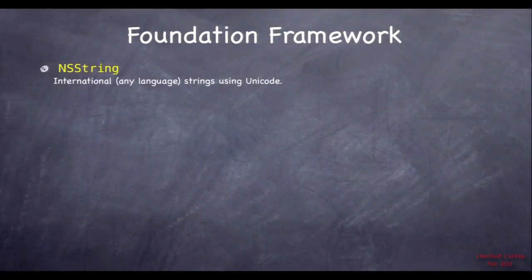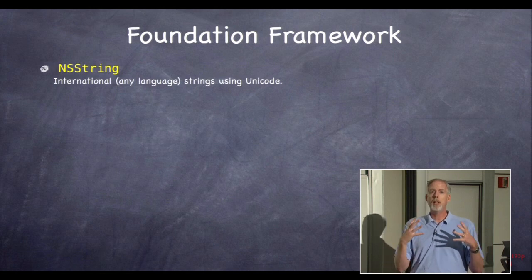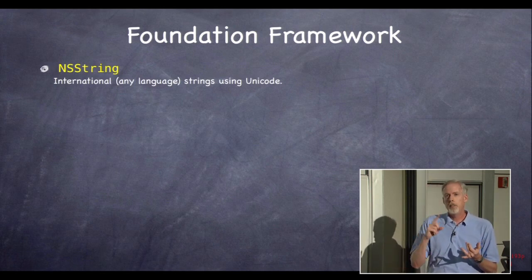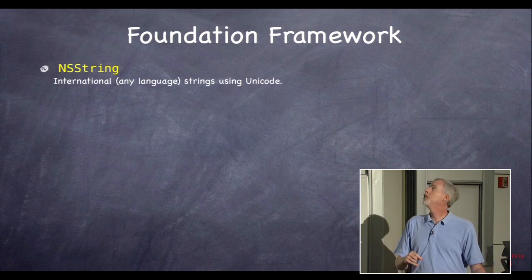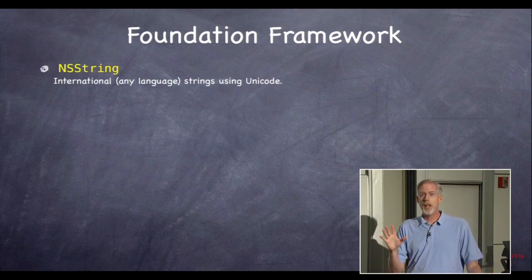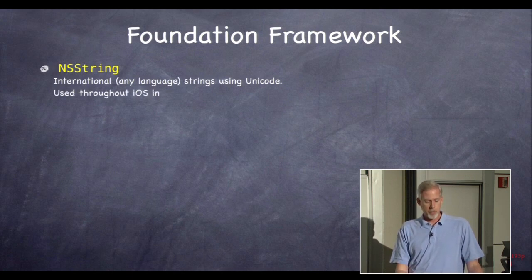All right, NSString. This is your most popular object in all of Foundation. We use this a ton in our walkthrough, and we use it all over our code. What is an NSString? It's a full international any-language string, and I mean kanji, Cyrillic, Arabic, English even. So any of those can be encoded into an NSString. It uses Unicode under the covers. It's quite an awesome, complete implementation of that.